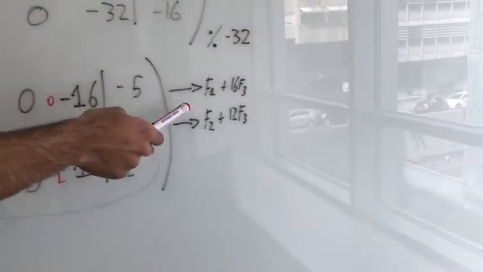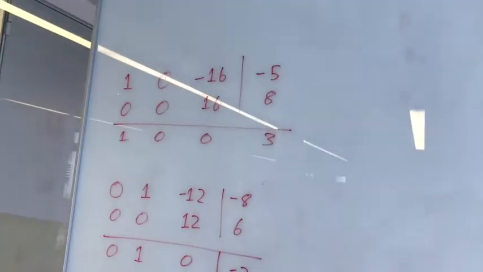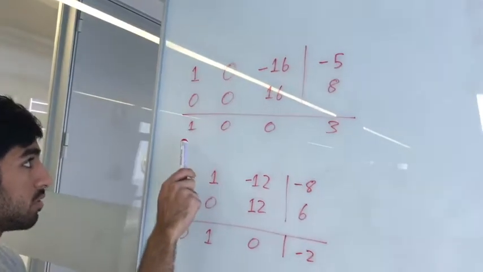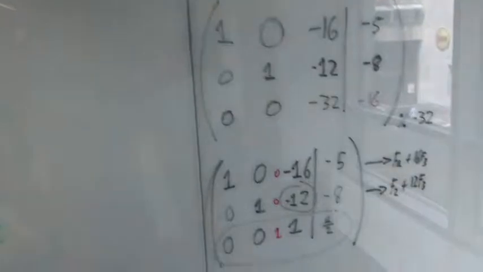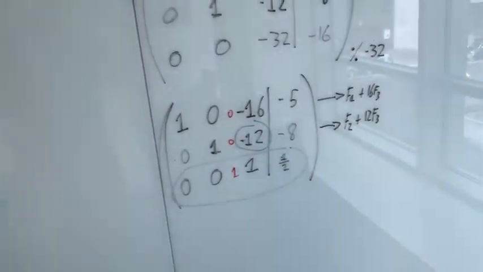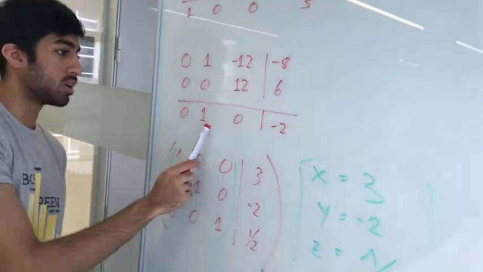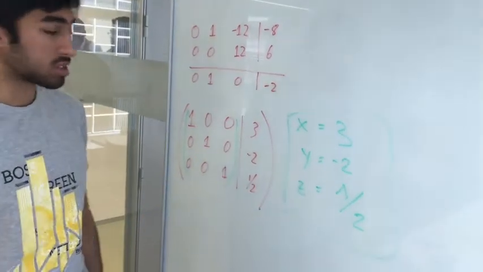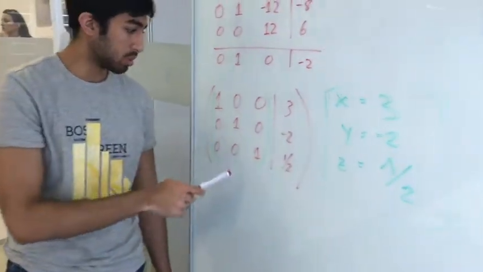exercise. We need to do F1 plus 16 F3 first, which is this one over here. So F1 plus 16 F3, this is the whole computation. The final result is 1, 0, 0, 3. Now, for F2 plus 12 F3, this is the computation, and the final result leaves us with 0, 1, 0, and minus 2. So now when the following operations are carried out and completed, it gives us the following answer, which is what we were looking for.